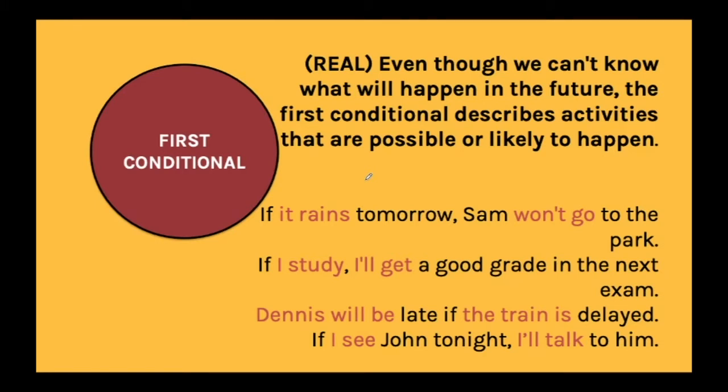If I see John tonight, I will talk to him. Is it possible that I see John tonight? Yes, maybe we'll run into each other on the street. Maybe we'll see each other at a party. So if I see him, I will talk to him. These are situations that are possible or likely, and that is the use of the first conditional.